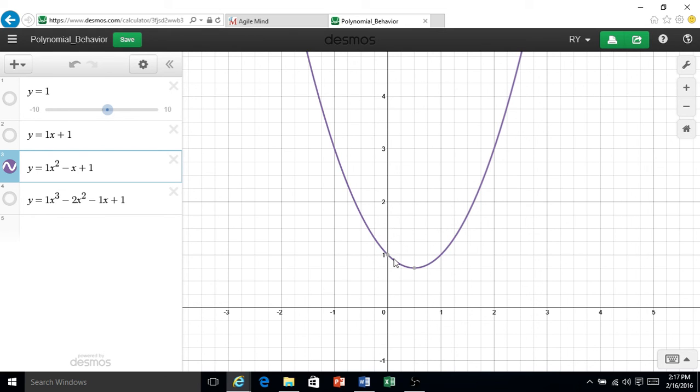So in fact, it does have 2 roots, but they're complex numbers, which we may talk about later on, or you may talk about in your next class. So the number of real roots of a polynomial is at most the same as the order of the polynomial.